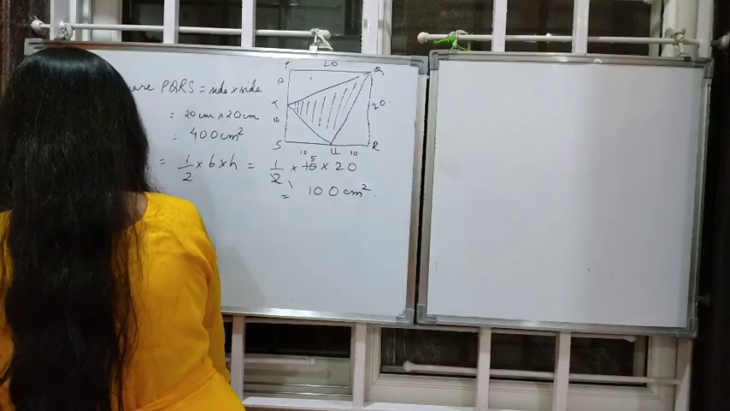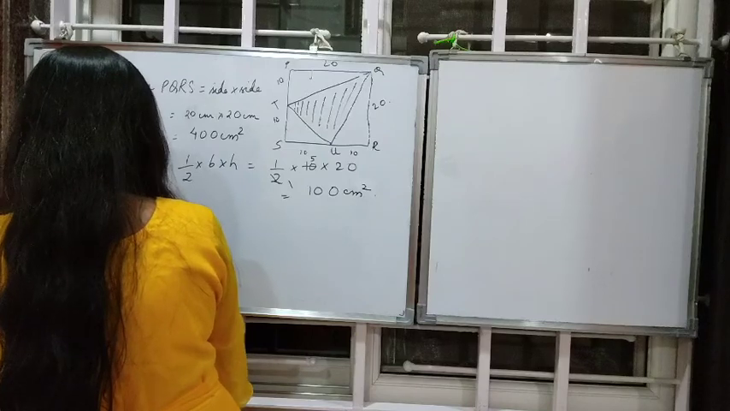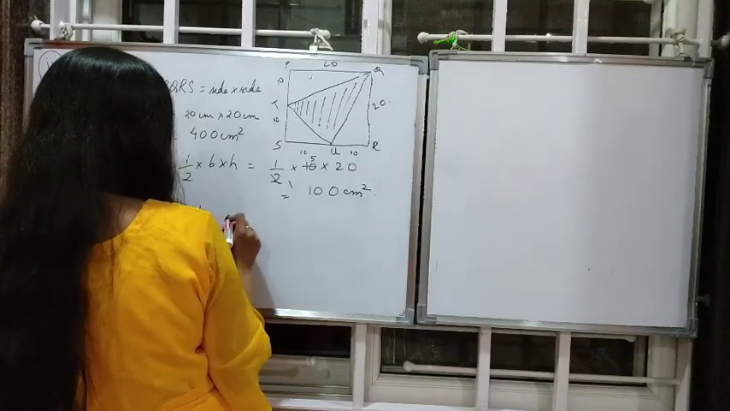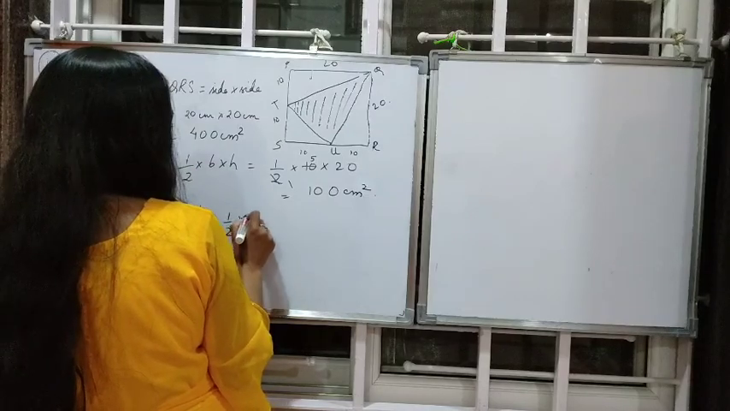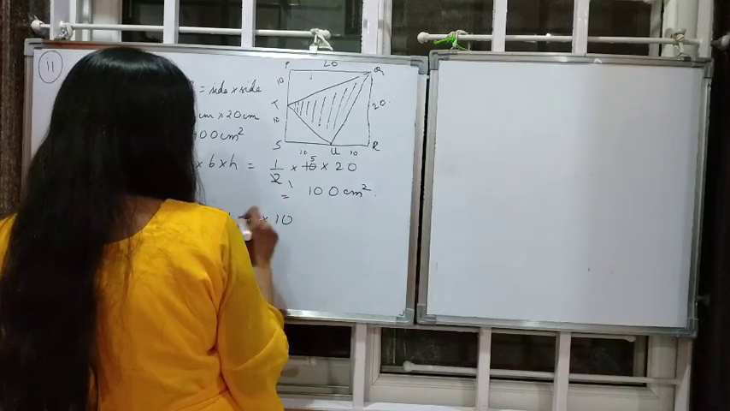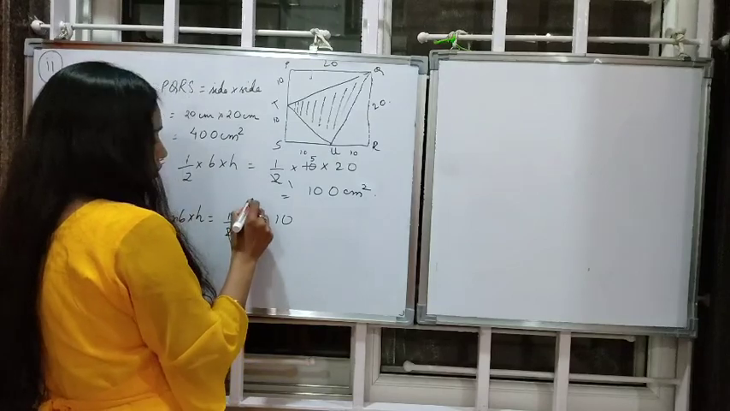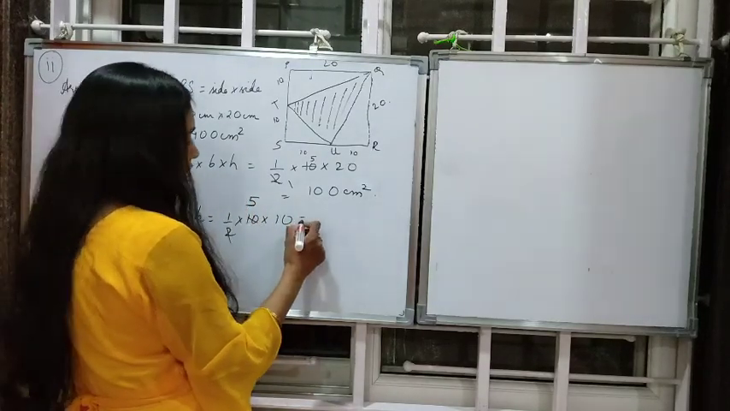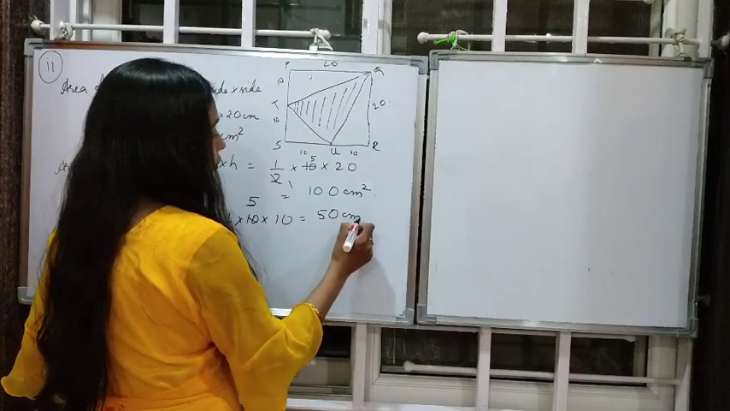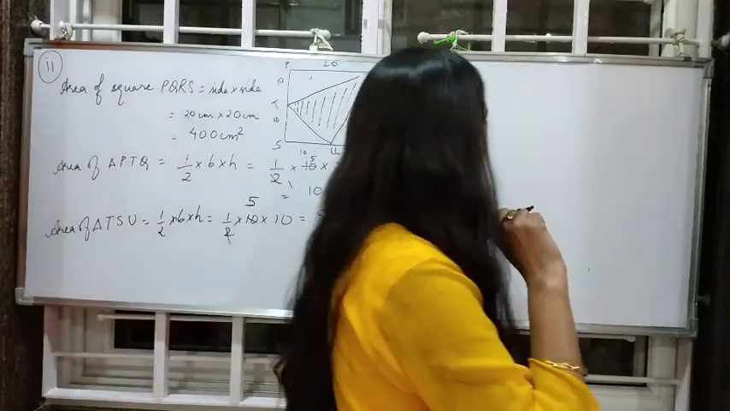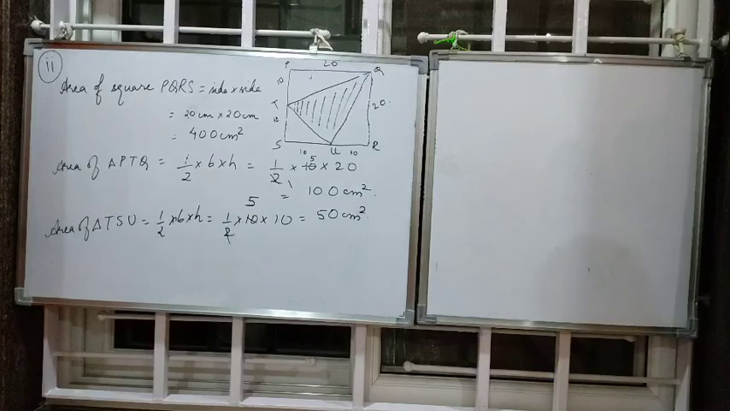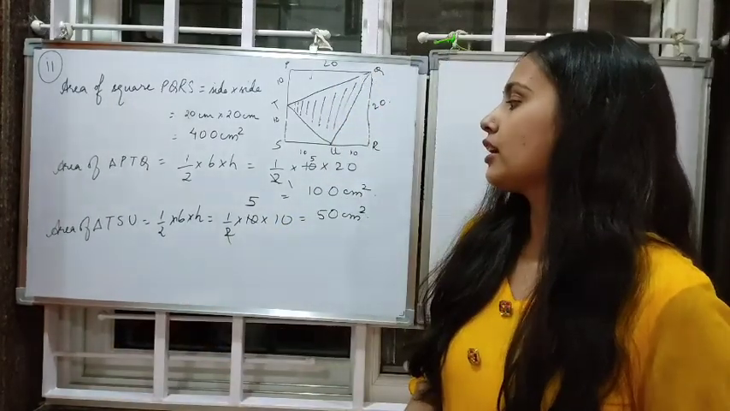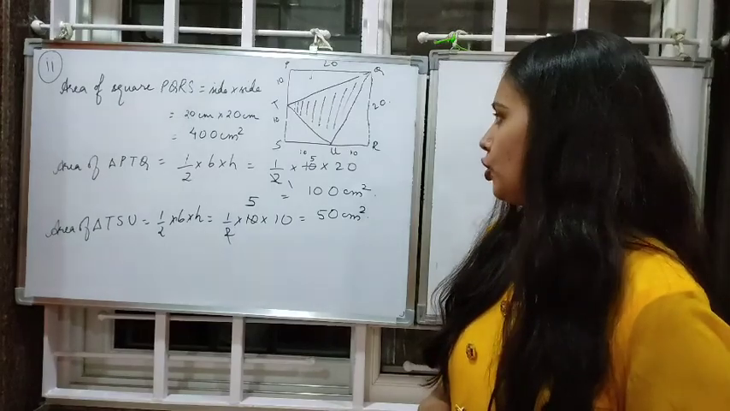Area of triangle TSU, that is half into base into height, that is half into 10 into 10. So 2 and 10 will get cancelled, 5 is left, 5 tens are 50. So it is 50 centimeter square. Okay. So this completes the area of triangle TSU.